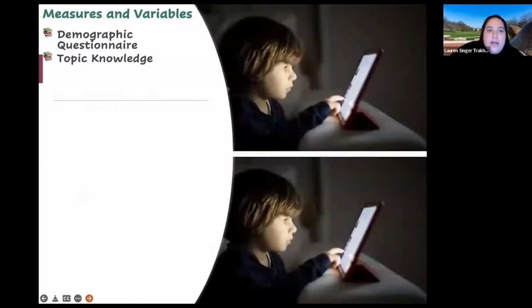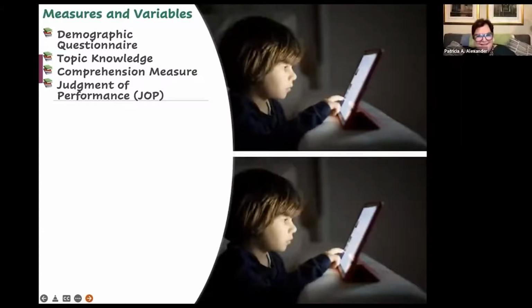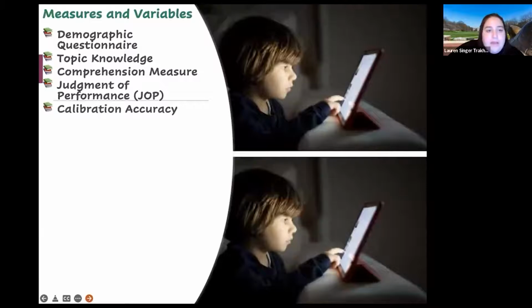So for the first study, we again started with a demographic questionnaire, then a topic knowledge measure, and this one was a much deeper and richer measure of their comprehension. Next, we had a comprehension measure, which again, you all could probably describe back to us at this point. And then again, we asked for their judgments of performance. So from 0 to 100, how well did you do on the print comprehension measure? And the same question after reading digitally. From there, we created calibration accuracy scores based on their actual comprehension and their perceived comprehension.